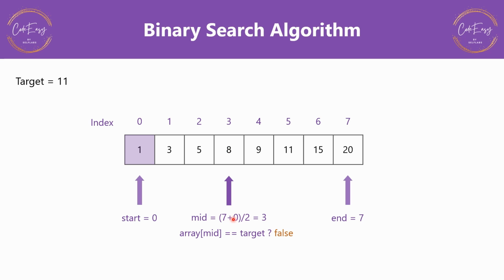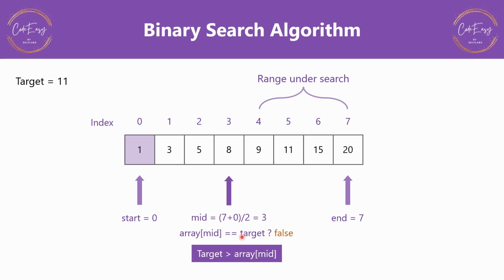Is it equal to 11? No, false. So now we need to get the relation between 8 and 11, which means array of mid and target. What is the relation? Here the relation is target is greater than array of mid, which is 11 is greater than 8. So we have to concentrate on the right half of the array, or the upper half. So now my area under search becomes this one.